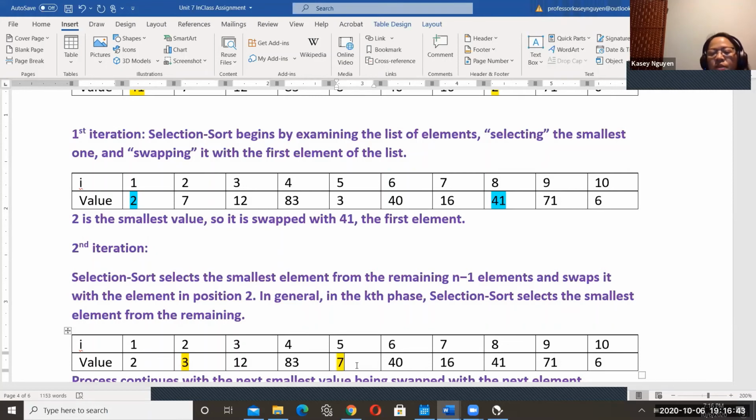And then we would go to 6. 6 is going to swap with 12. Okay. And then 12 with 83 and so forth until it gets all the way from low to high. Any questions?